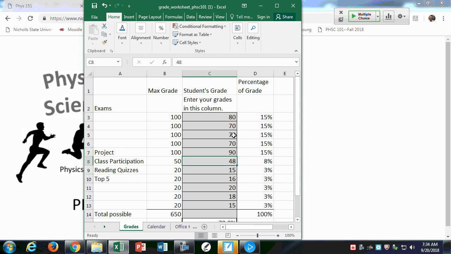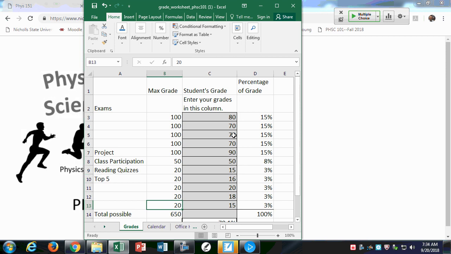Class participation, really this should be 50. If you miss a lot of class, hey Steven, if you miss a lot of class, you'll get a little bit lower than that. And then your top 5 quizzes, these are each out of 20 points. So you have 1, 2, 3, 4, 5 quizzes, each out of 20 points. That's it. Like I said, just put in the values that you already have.